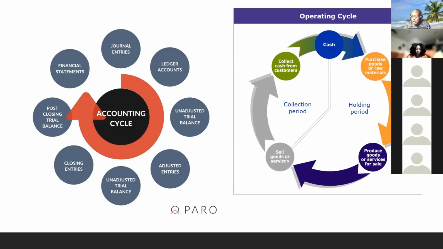So let's say I'm a service business. I would still start with cash, either my own or borrowed funds. And maybe what I will do is I will hire workers and I will purchase supplies as opposed to inventory that a wholesaler or a retailer would purchase. But it's the same basic cycle that we're going to go through.